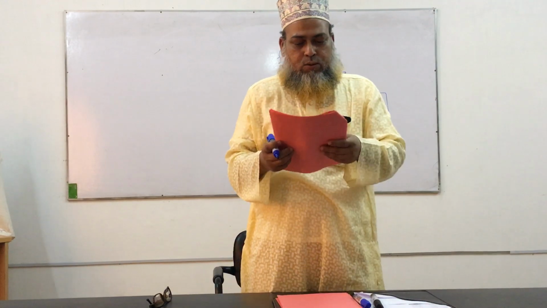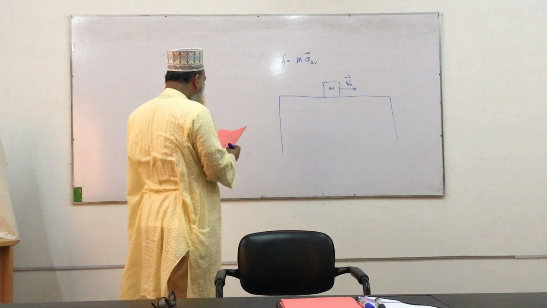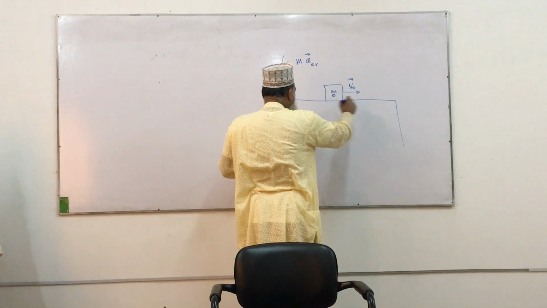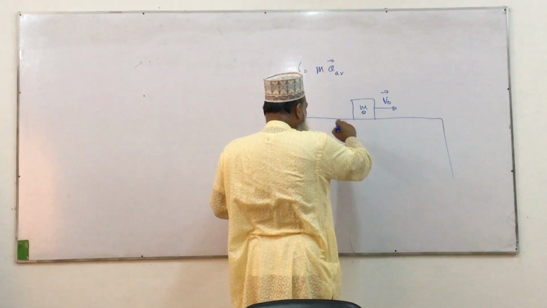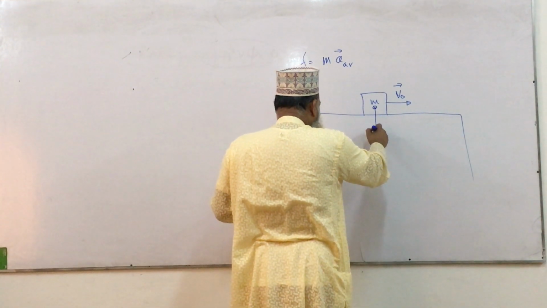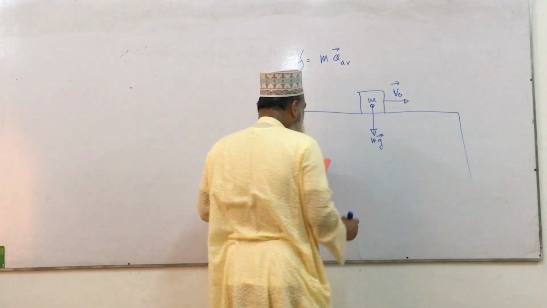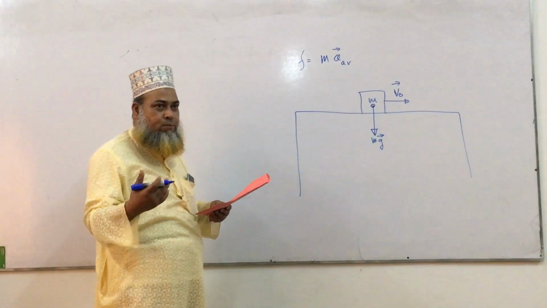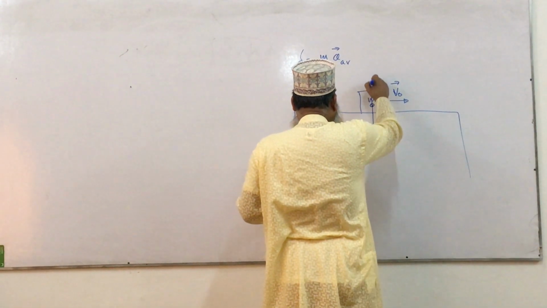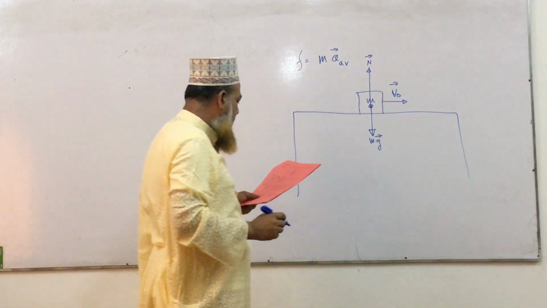So let's do some experimental work again. Here, the block is over the table. There is the weight of the body, which acts downward, given by mg, where g is the acceleration due to gravity. This is the weight of the body. And then another force acts, called the normal force, which acts in the upward direction.